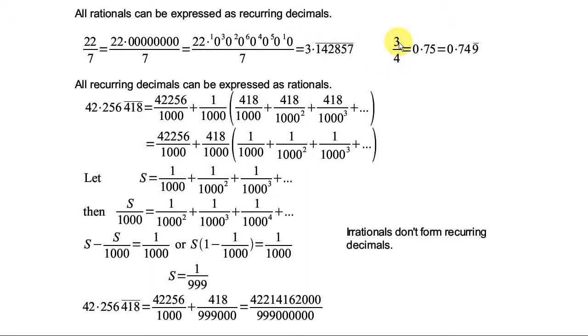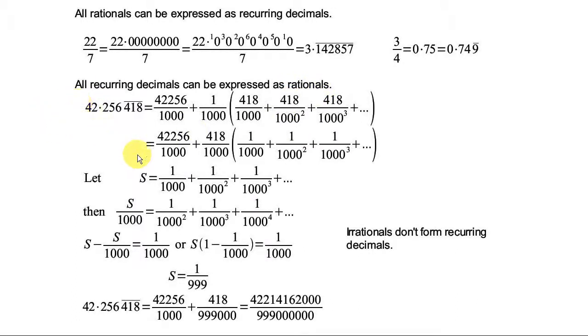Okay, if it does terminate, so you've got something like 3/4 equals 0.75, then you can re-express this as 0.74 with 9 recurring at the end there. So there you go, all rationals can be expressed as recurring decimals. Now similarly, all recurring decimals can be expressed as rationals.